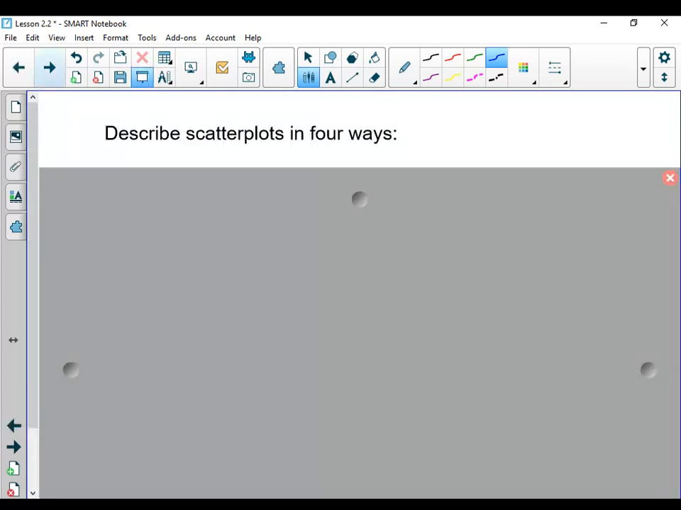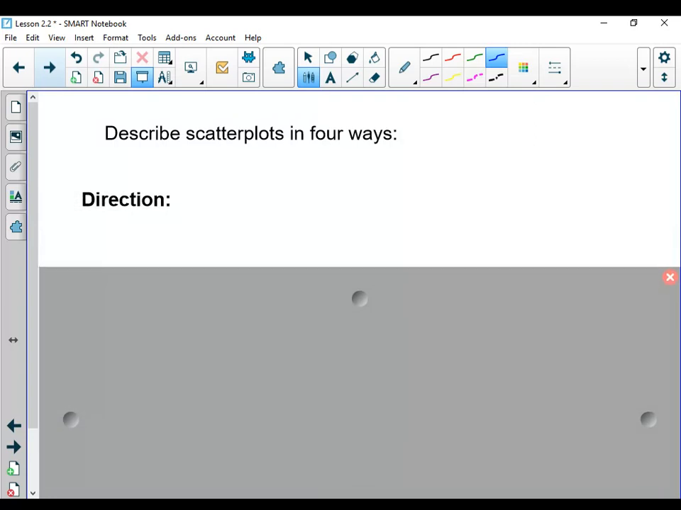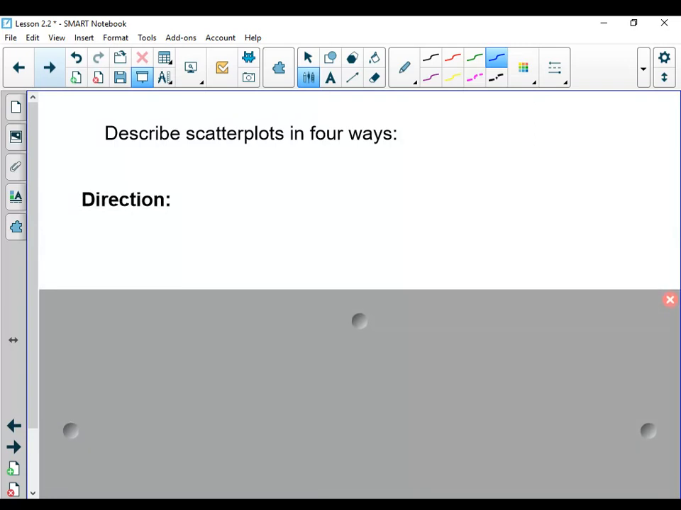All right, like I said, we're going to do scatter plots here in a second, but once we make a scatter plot, we're also going to have to describe them. So there are 4 ways that we're going to describe a scatter plot. The first way is by its direction. There are basically 2 options here. I may have a scatter plot that looks like this, where the values as we go from left to right are increasing. That would be considered a positive direction.